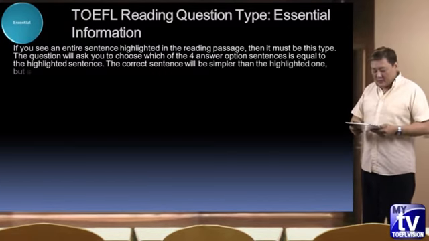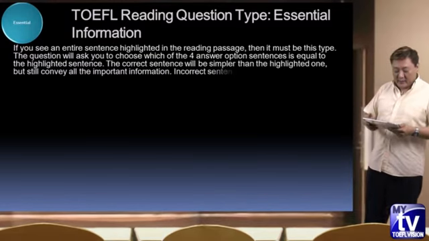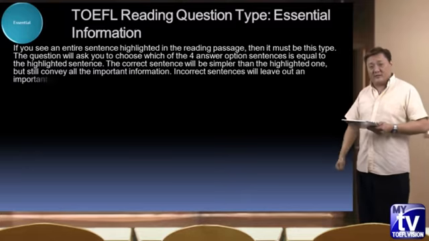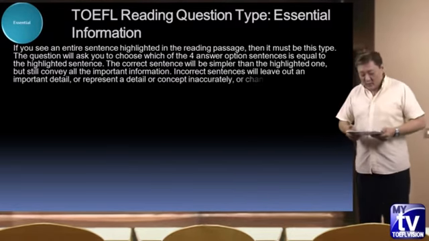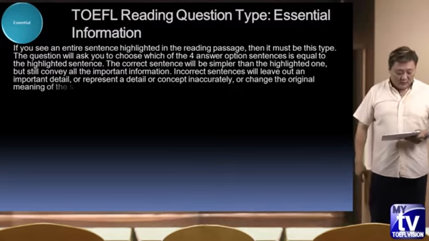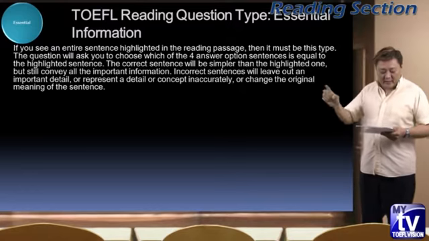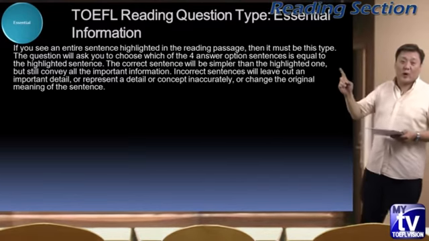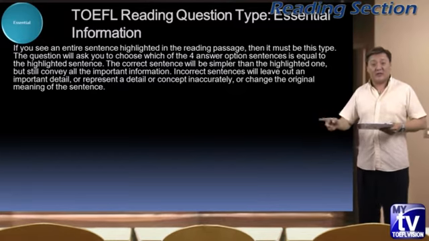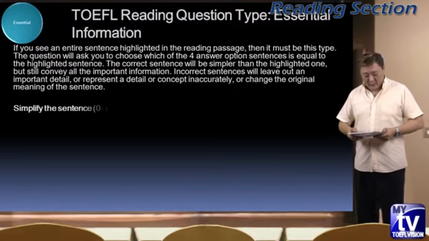The correct sentence will be similar to the highlighted one, but still convey all the information. Understand? All the information. Incorrect sentences will leave out important details, or inaccurately provide a different type of representation. Now, in this one, you only have 1 for each passage, so you will have 3 of these in the entire test.